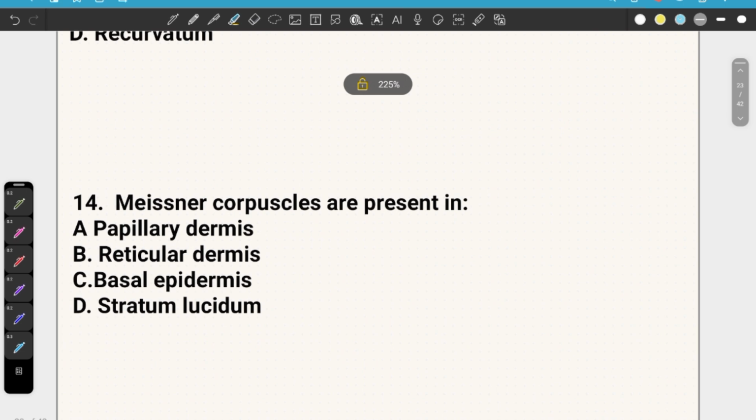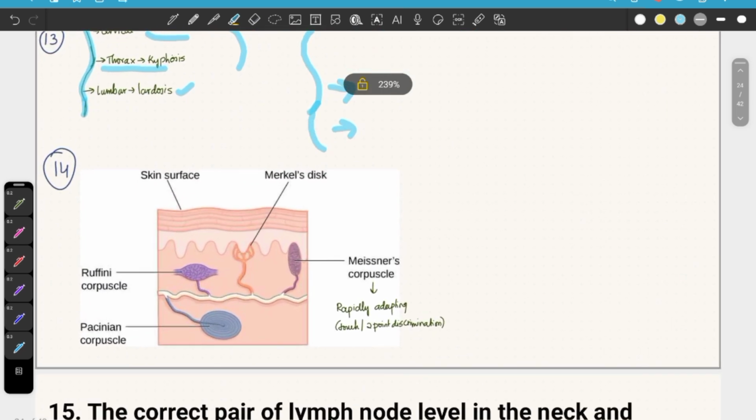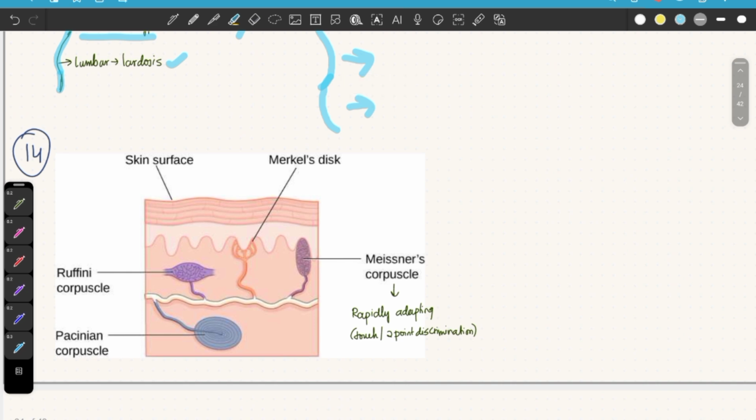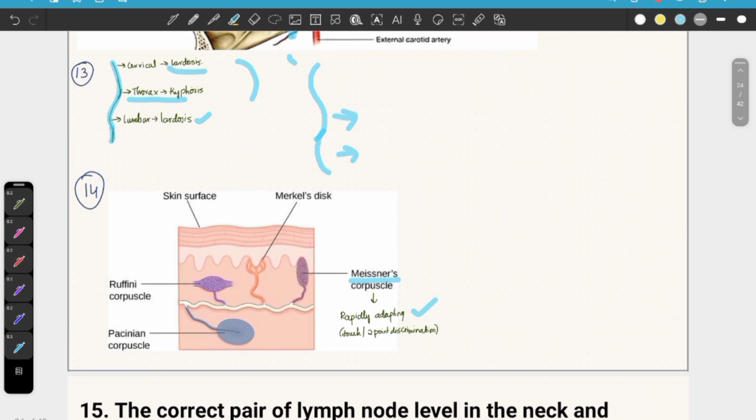Next, Meissner's corpuscles are present in the papillary dermis. Yes, we have an image. It is for touch and two-point discrimination. This corpuscle helps in that, and they are rapidly adapting corpuscles.